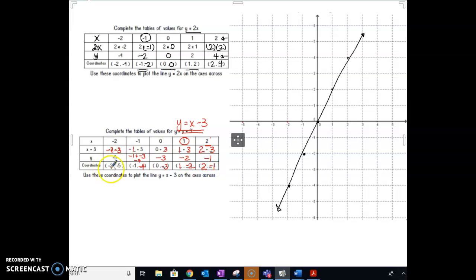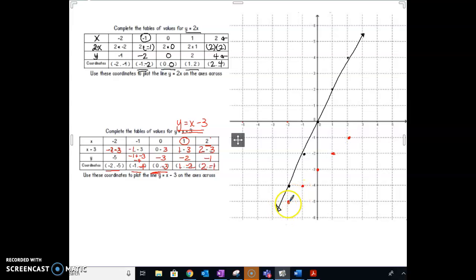Once you've got your table of values and all your points set up, now you can graph that line. At negative 2, y is negative 5. At negative 1, y was negative 4. When x was 0, so it's on the axis, y was negative 3. That's the point I just drew. When x was 1, y was negative 2. And when x was 2, y was negative 1.